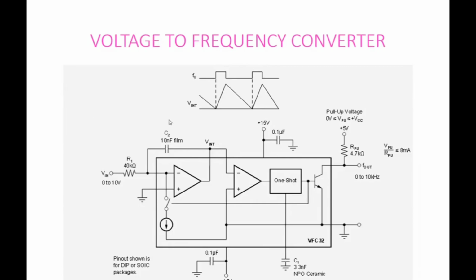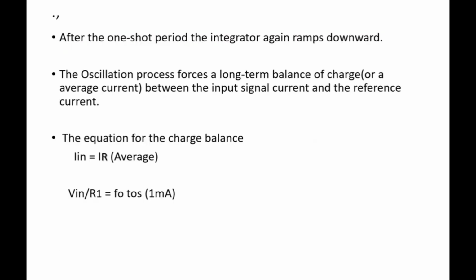Here my integrator output goes down. Whenever the 1 milliamp one shot is triggered, it goes upward. After the one shot period, the integrator again ramps downward. The oscillation process forces a long-term balance of charges between the input signal current and the reference current. So the equation for charge balance is I input is equal to IR average, V in by R1 is equal to F0 TOS 1 milliamp. So this is my output.